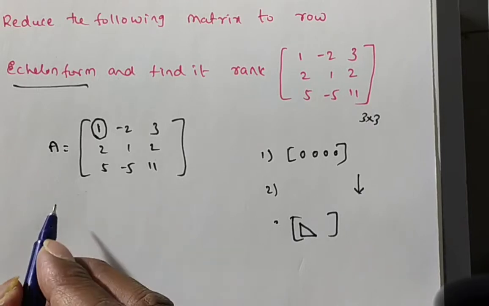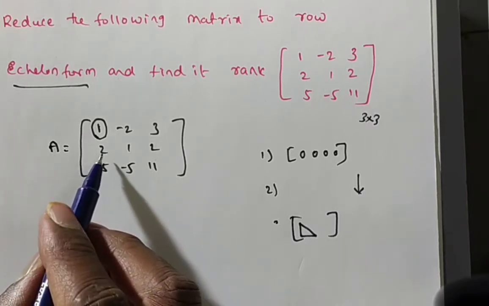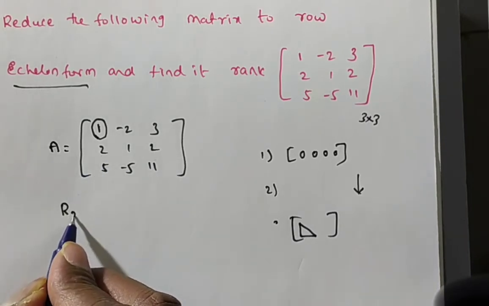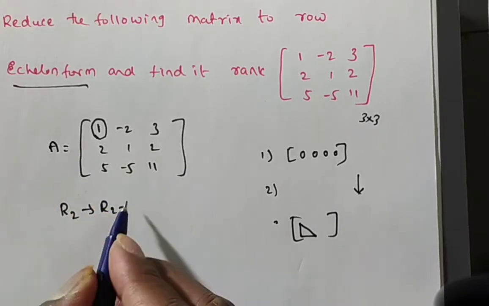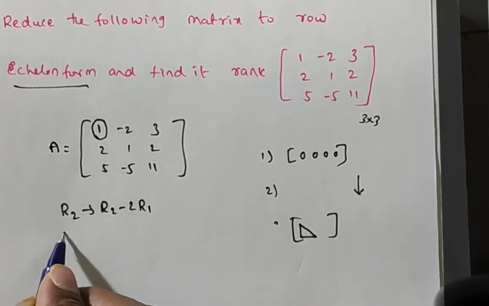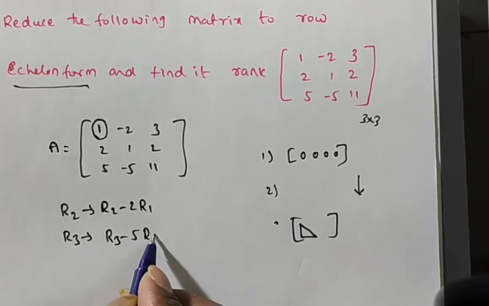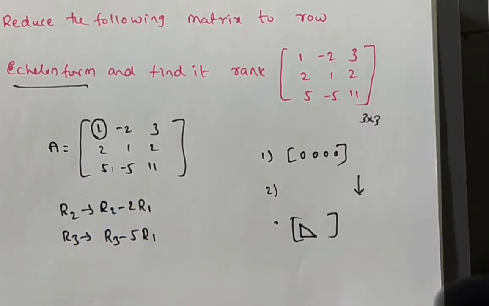For that I am applying row operations. In the second row, this 2 I have to make 0, and the 5 also. So I am applying R2 tends to R2 minus 2 R1. Next, R3 tends to R3 minus 5 R1. Then 5 minus 5 means this term will be 0, right?